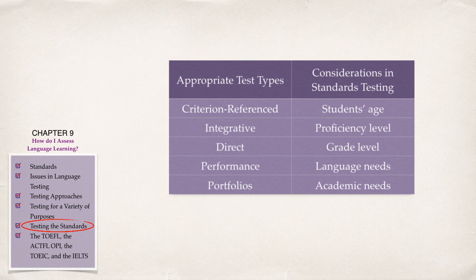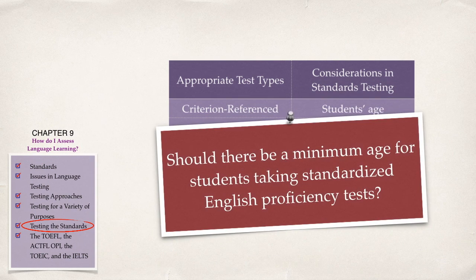I'd like to base our third discussion point on this. Do you think there should be a minimum age limit for students to take standardized English proficiency tests, or should it be left to the parents or teachers to decide? Get your opinions and ideas together and let's have a good discussion about this in class.